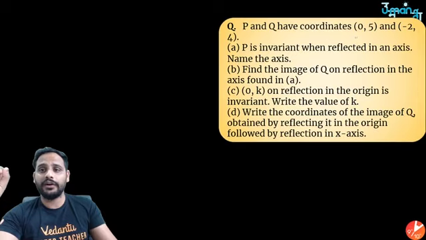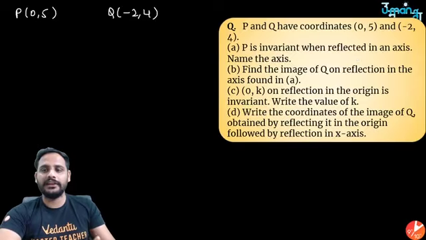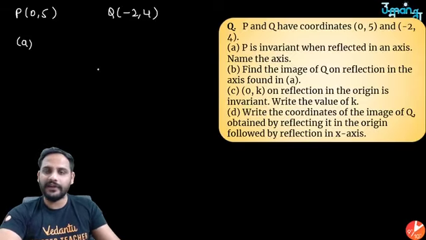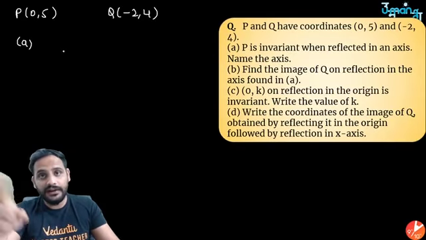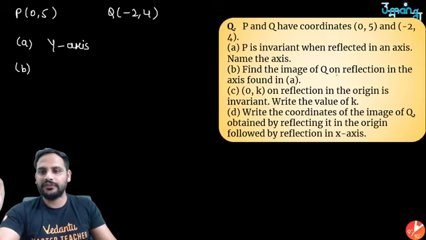P and Q have coordinates (0, 5) and (-2, 4). P का कोऑर्डिनेट्स क्या है बेटा? (0, 5). Q का कोऑर्डिनेट्स क्या है? (-2, 4). ठीक है. P is invariant when reflected in an axis. Name the axis. So P is present on the y-axis, and any point on the y-axis will be invariant under reflection in the y-axis. So what is the name of the axis? Y-axis.